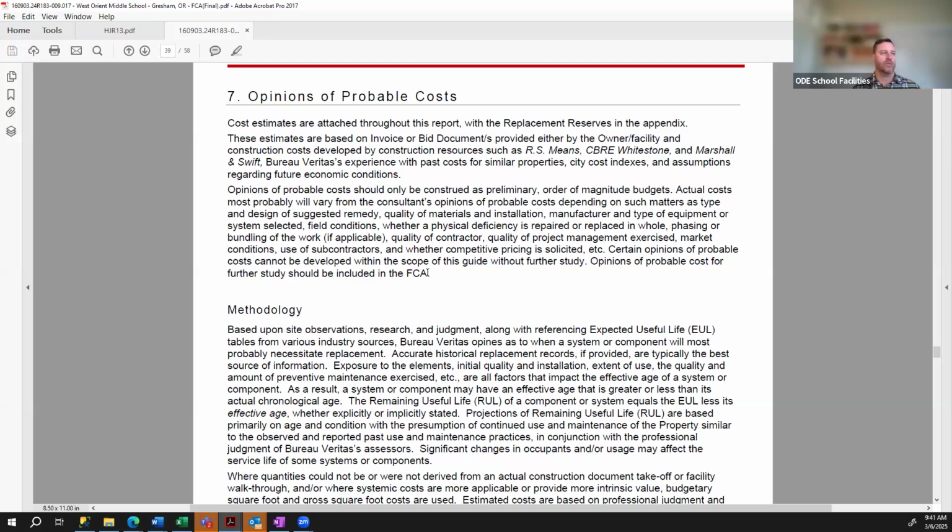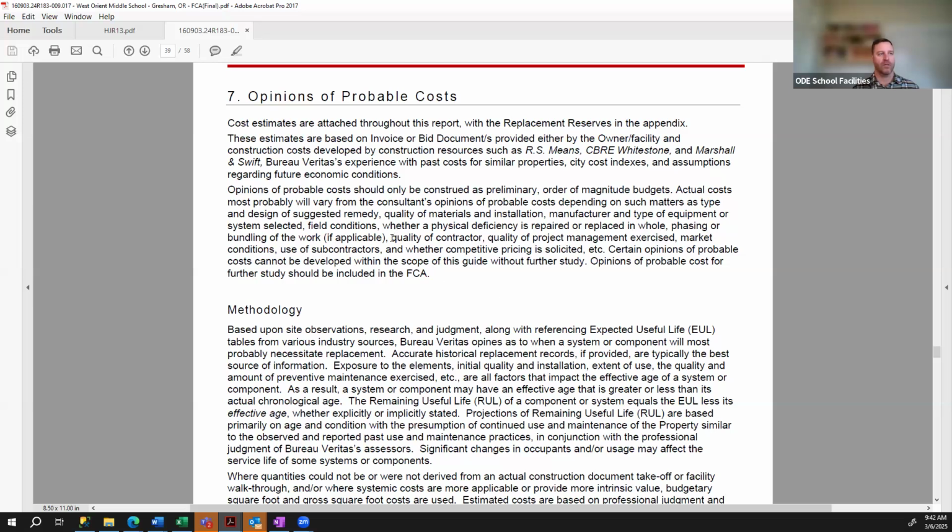Again, we're assessing 5,000 buildings across the entire state, and we tried to consider regionality, locations, materials, and things like that, but we also have to standardize this in a way that we can compare buildings. They're using RS Means, CBR, Whitestone, Marshall, and Swift. They use past costs for similar properties, cost indexing. Again, the opinions of probable costs can only be construed as preliminary cost estimates.